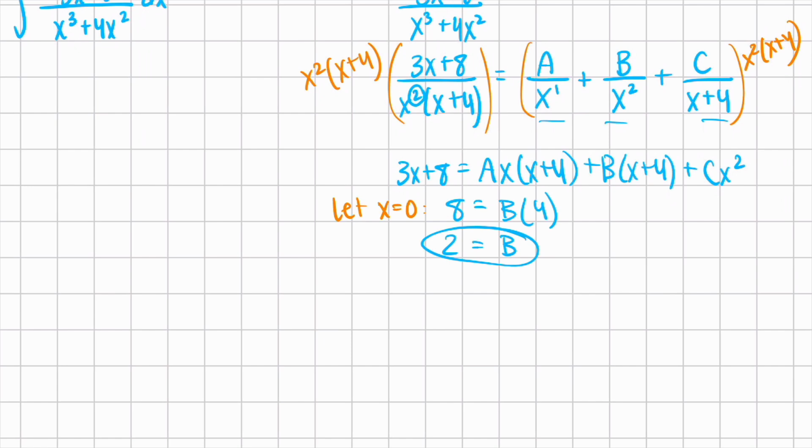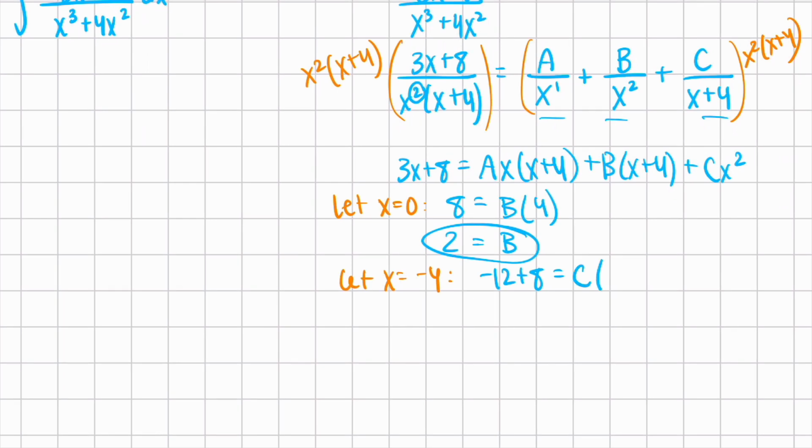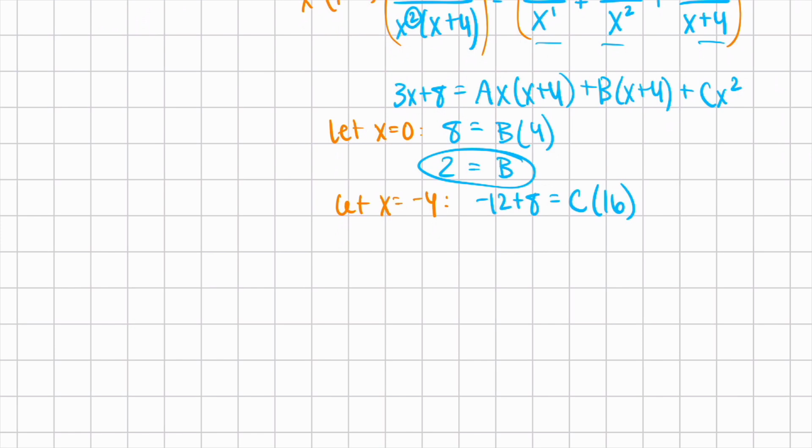I'm also going to let x equal negative 4. That's going to help us isolate c. On the left side, negative 4 times 3 is negative 12. So I have negative 12 plus 8. My a term cancels, my b term cancels. I get c times negative 4 squared, which is 16. Simplify this. Negative 12 plus 8 is negative 4. And that means c is negative 1/4 after I simplify that fraction.